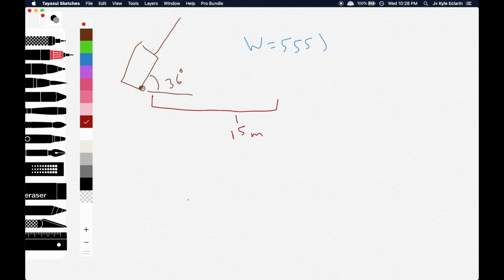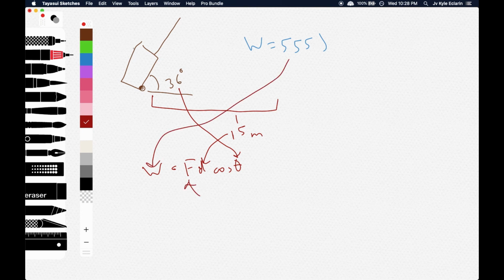So our equation for work is equal to force times the distance times the cosine of theta. We have theta given to us as 36 degrees, distance as 15 meters, work is 555 joules, and now they're asking us to find tension. And so that's pretty much all you have to do here. You just have to rearrange the variables to find force, or in this case, tension. So tension is equal to work over distance times the cosine of theta.